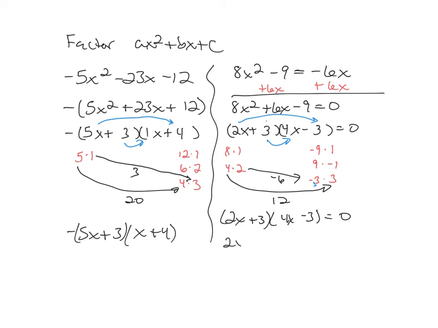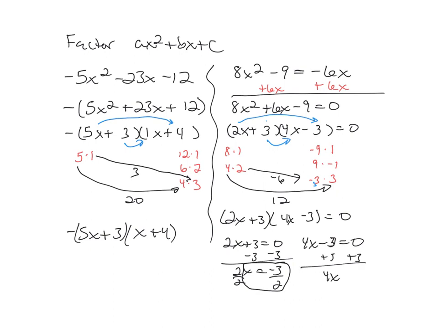Okay, then to solve, you just do each one separately. We've done that before, so this should hopefully be an easier part for you. So x equals negative 3 over 2, and this one, x equals 3/4.